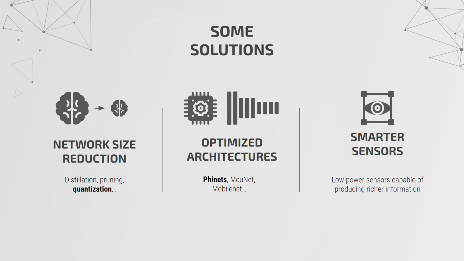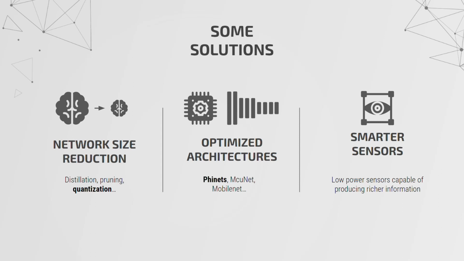So, distillation refers to the process of having a larger network teaching a smaller network the same task. Pruning relies on removing non-necessary weights from the network, and quantization reduces the number of bits, for example, from 32 to 8 for each of the weights of the network.